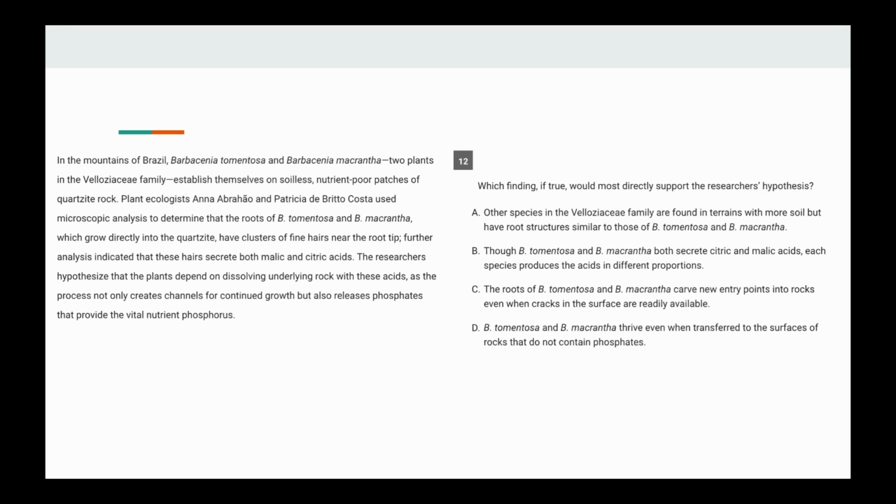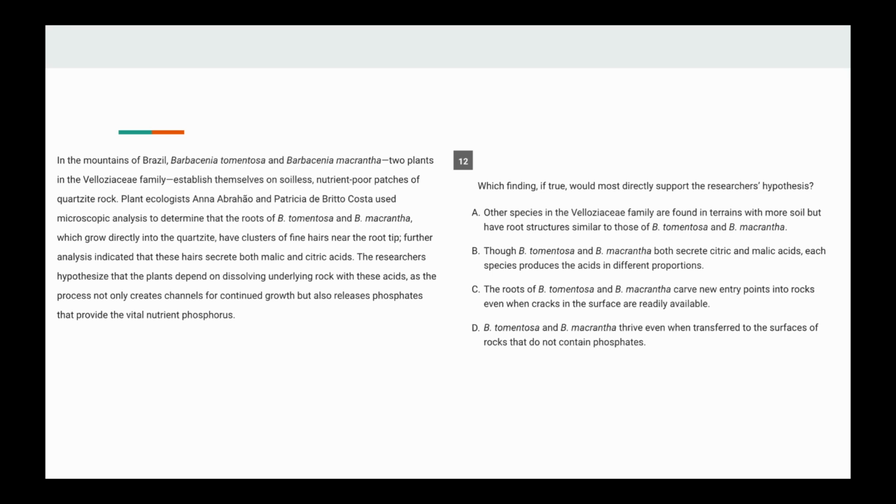Horrible answer choice. C. The roots of tomentosa and macrantha carve new entry points into rocks even when cracks in the surface are readily available. Now, this is a very challenging answer choice because the passage says that the secretion of these acids not only provides channels for continued growth, but also releases phosphates. And it might be logical that they carve new entry points, even when cracks in the surface are readily available, to release phosphates. This is a very hard assumption.